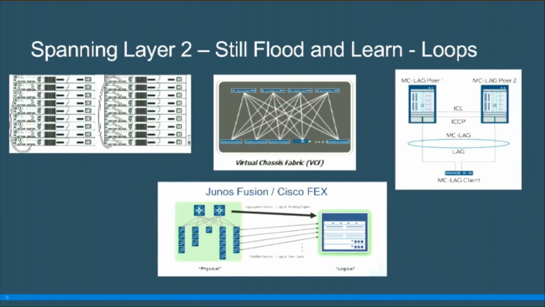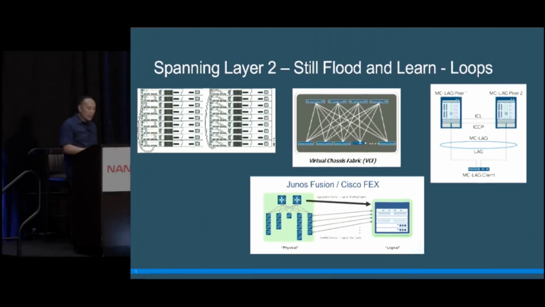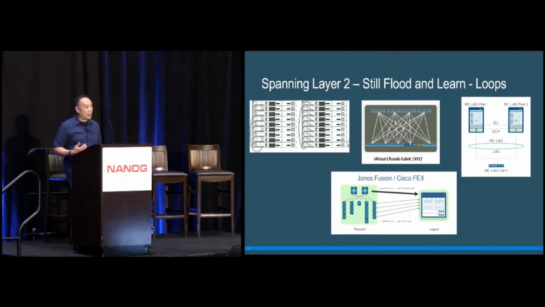As an industry, we've also tried to get rid of spanning tree while maintaining this redundancy. We've created technologies to make multiple devices appear and act as a single device. We have virtual chassis or stacking. We've created virtual chassis fabric, multi-chassis LAG, Juniper's Fusion, or Cisco's Fabric Extender. All of these devices were created to act as a single logical device.